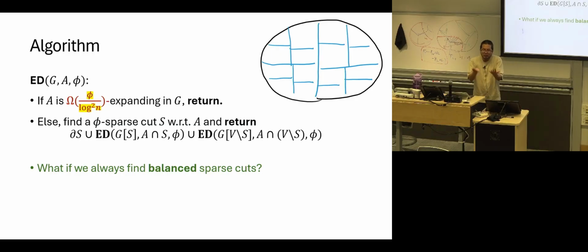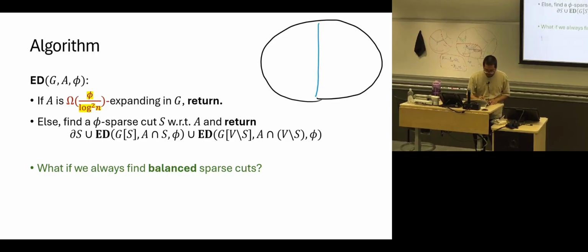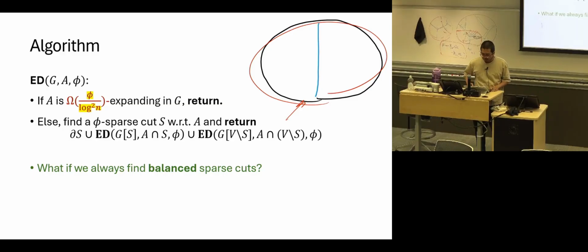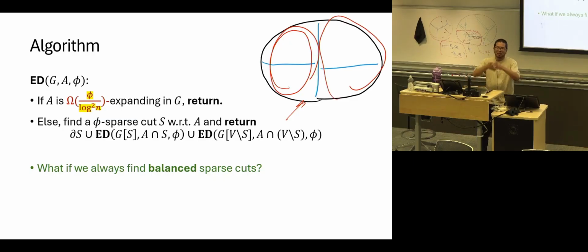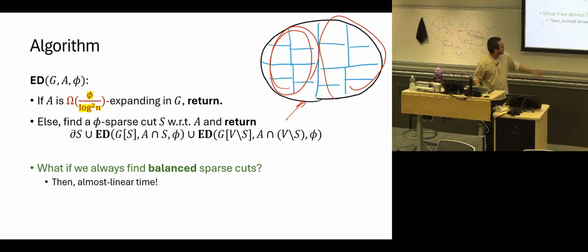You know that the total time you spend for each level is near linear. In one problem here, you spend almost linear time. Now you recurse here, almost linear on this side, almost linear on this side. So in total, it's almost linear on the whole graph. The total time per level is almost linear. So in this case, you're going to get almost linear time.